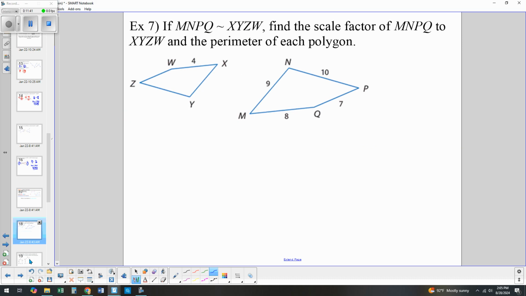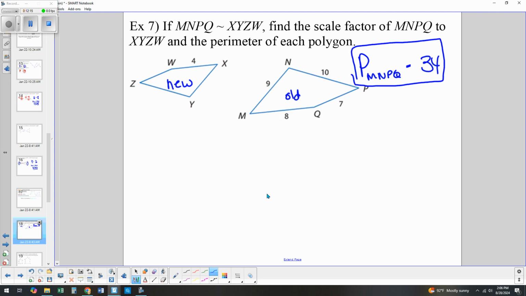So here, for example 7, we have a pair of similar shapes. We want the scale factor of MNPQ to XYZW. So this is old, and this is new, and then the perimeter of each polygon. I could right away find the perimeter of this one, right? If I add 9, 8, 7, and 10, 9 plus 8 plus 7 plus 10, I get 34. So the perimeter of MNPQ is 34. That one's done.